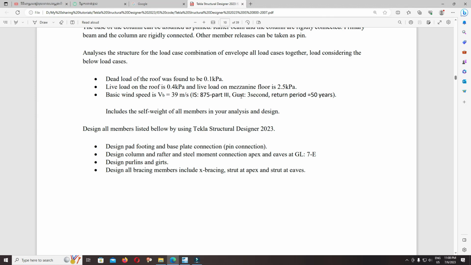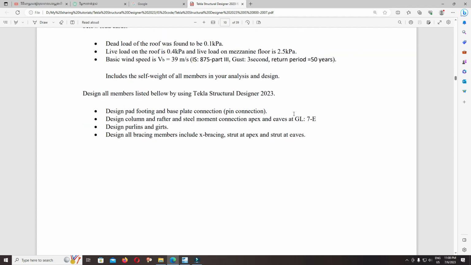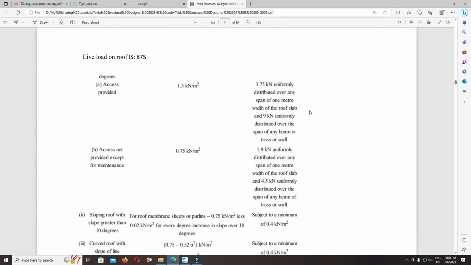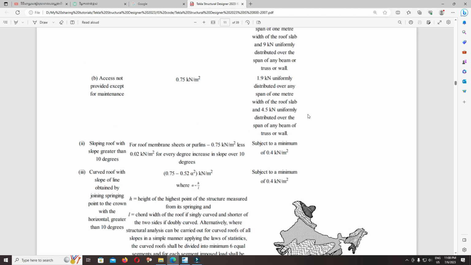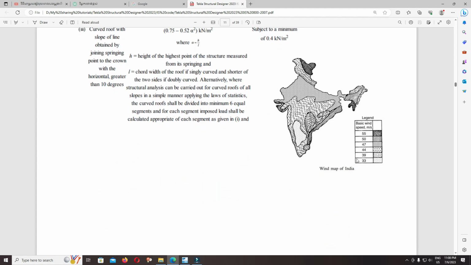Based on the gust factor of 3 seconds and a return period of 50 years, IS 875 part 3, we include the same way all the members in our analysis and design. This is the applied load on the mezzanine floor, and how we select the wind zone, 39 meters per second. Wind map is all in there.